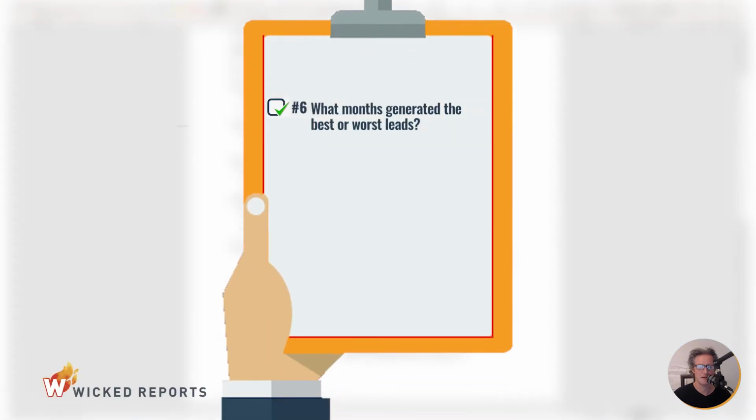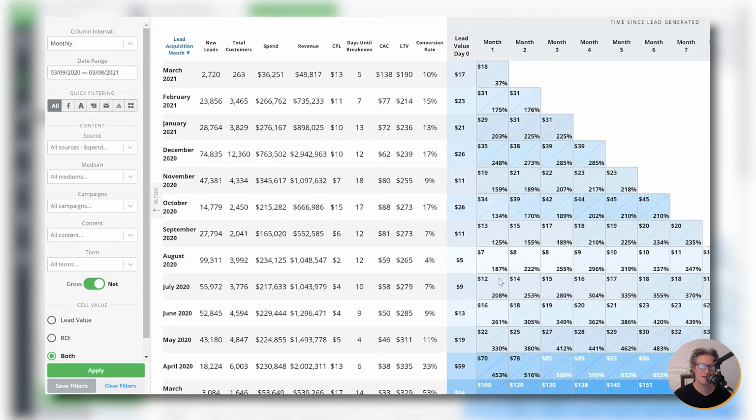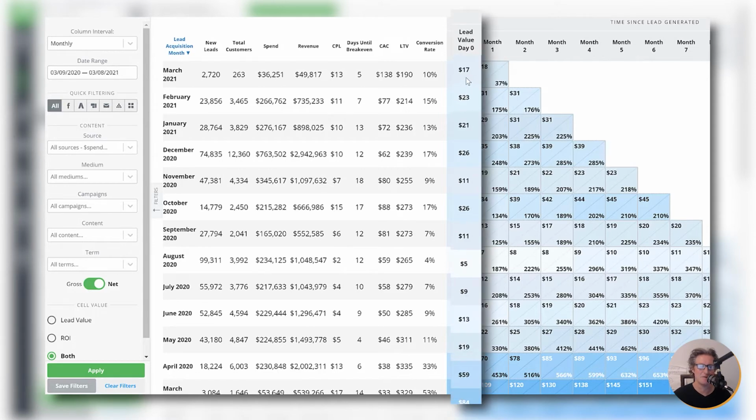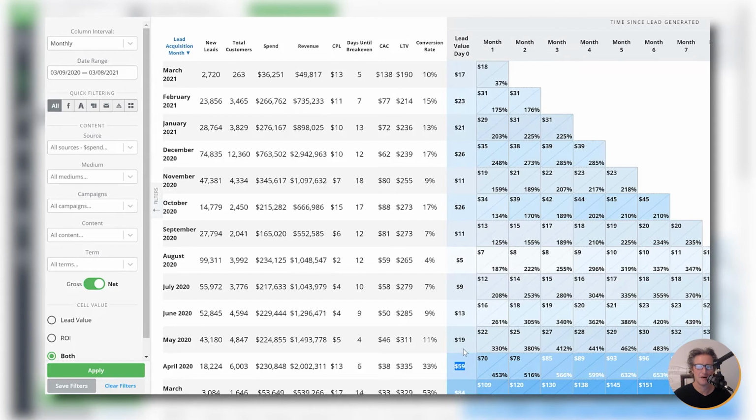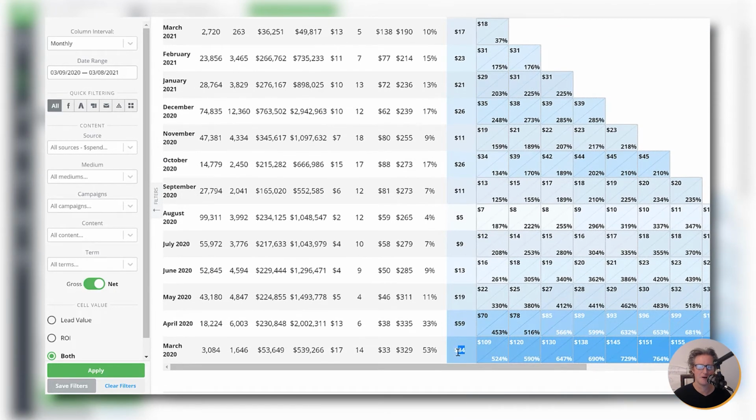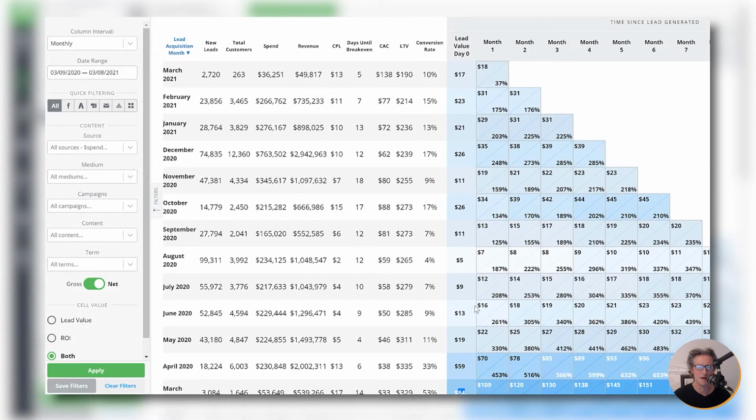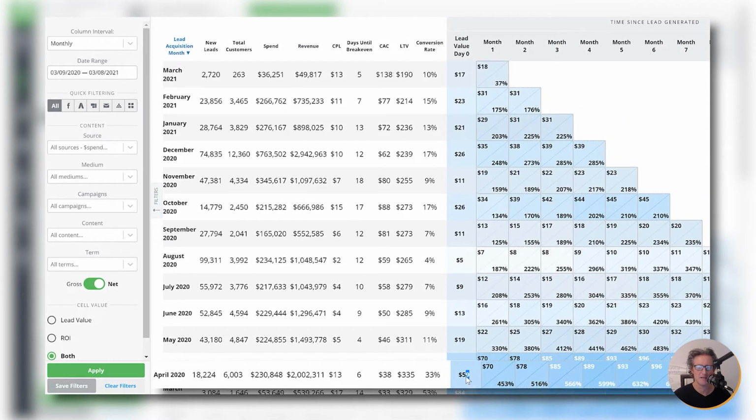What month generated the best or worst leads? So best leads can have different definitions. First of all, do we want to say the highest value the day you acquired them? Just scan here. $59, 84 in March. You know what? That's when COVID hit. I'd almost throw those two out, look for the next best. And then next best, April, still some COVID residue there.